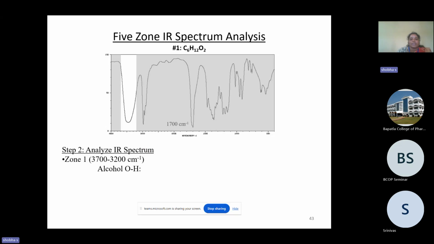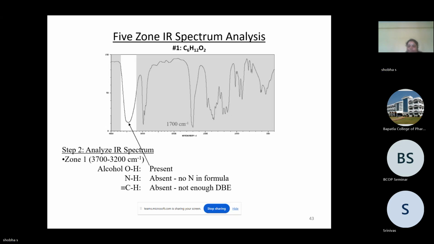In case of zone 1, we are seeing alcohol. There may be a possibility. What we are going to see in zone 1 means we may expect the peaks for alcohol as well as the amine as well as the H attached to the alkyne, CH. So by seeing the broad peak, OH is present. There is no sharp peak for the amine. And also there is no chance of the triple bond. Why? Because by calculating the DBE, we thought that there may be one pi bond. So there is no chance of the triple bond.